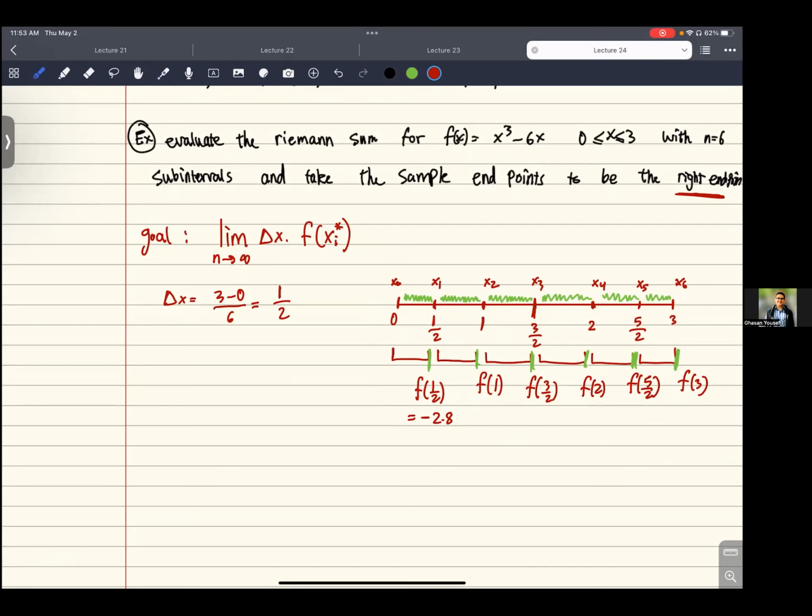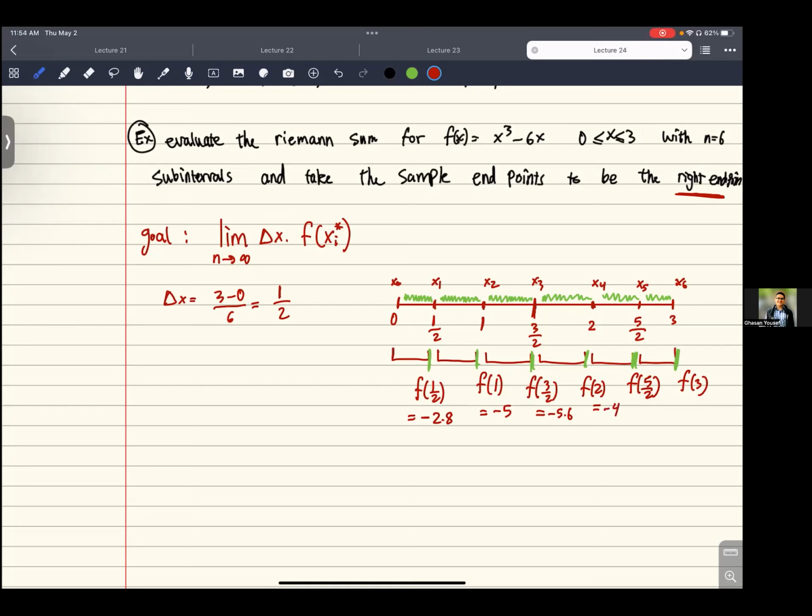And the second one, f of 1. What is f of 1? It will be 1 minus 6. 1 minus 6 is minus 5. And this point is what? F of 2 would be 2 to the power 3, which is 8, minus 12. It will be minus 4.